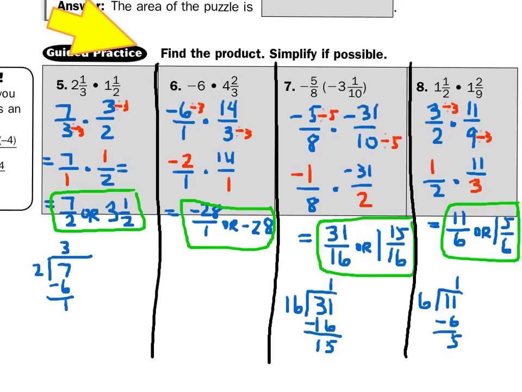That's an improper fraction, so we could divide 31 on the inside, 16 on the outside. 16 goes into 31 one complete time, and there's 15 left over. So put 15 over 16.